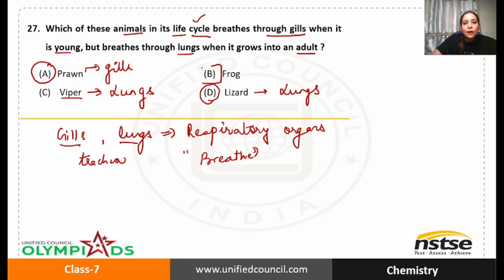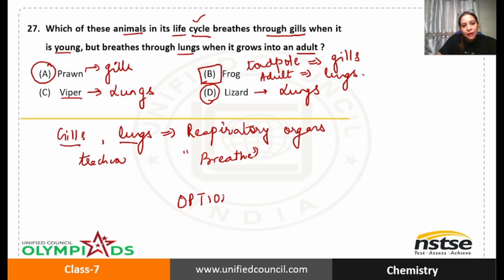But if I talk about frog, when it is young, the younger stage of frog is called a tadpole, and it respires through gills. But as it grows into an adult, the adult frog respires through lungs. So the correct answer here is option B. I hope you understood this.